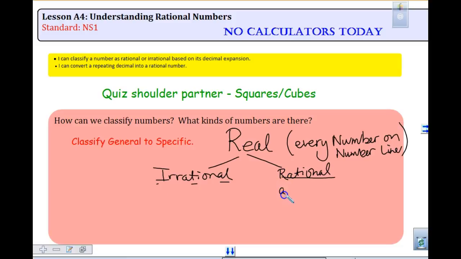Any number written as a fraction. And they get more specific, the rational. They have special names. But today, the only thing, and on our assessment, the main thing, is you need to know rational or irrational. So any number written as a fraction.